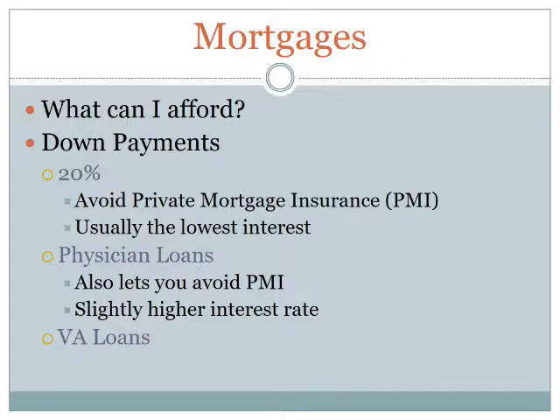This generally allows you to put 0 to 10% down as a down payment and avoid mortgage insurance. The downside is that the interest rate tends to be slightly higher than a traditional mortgage, though generally by less than 1%. The benefit to physician loans is that interest paid towards a mortgage is usually tax deductible, while interest paid towards your student loans may not be, as we talked about earlier.